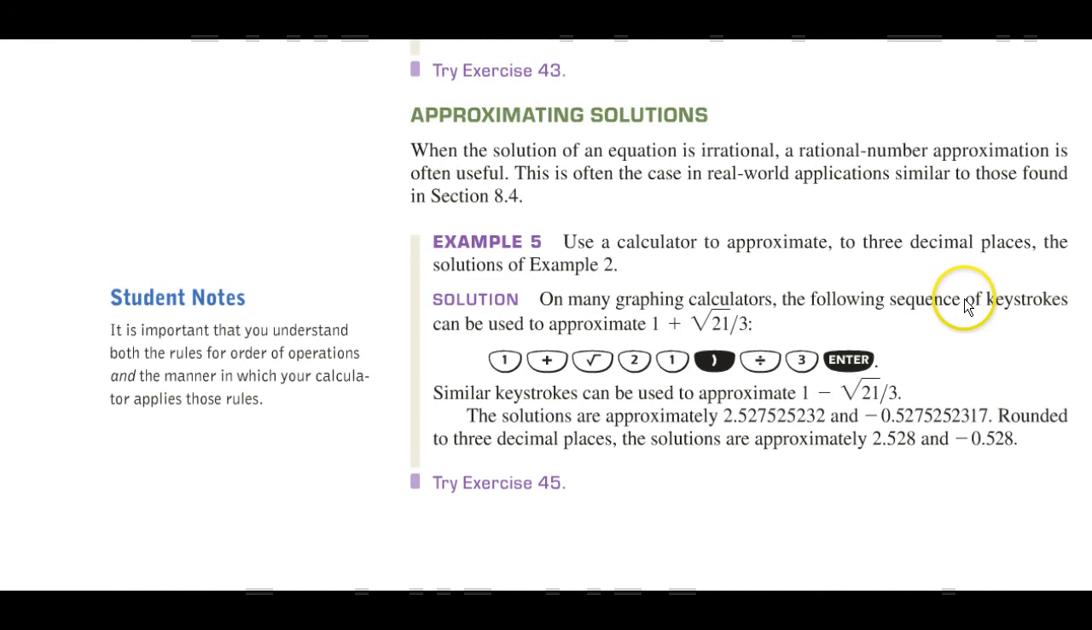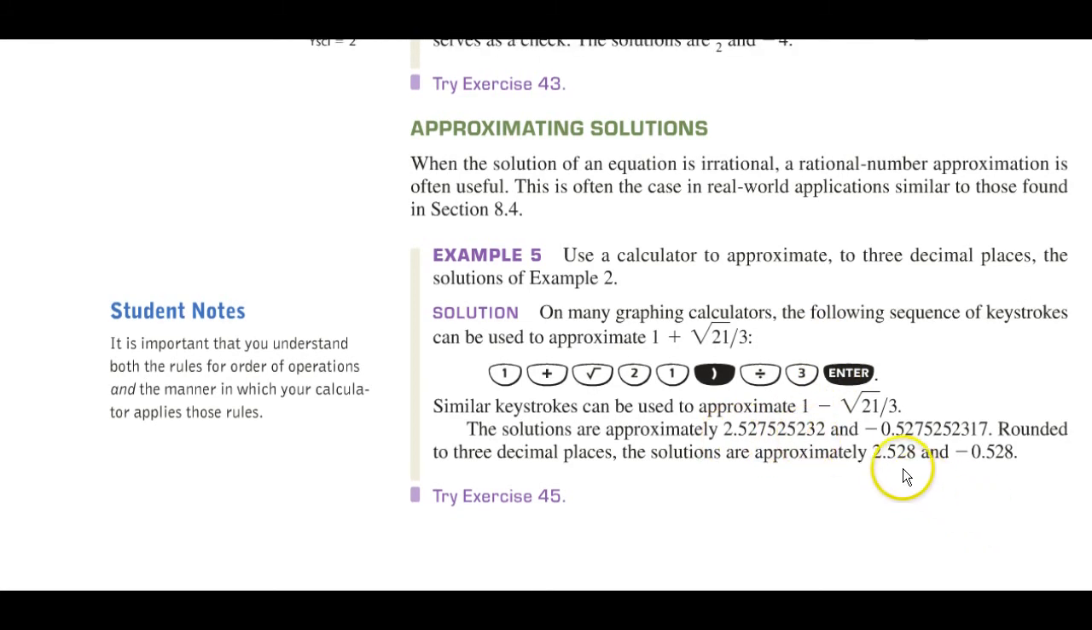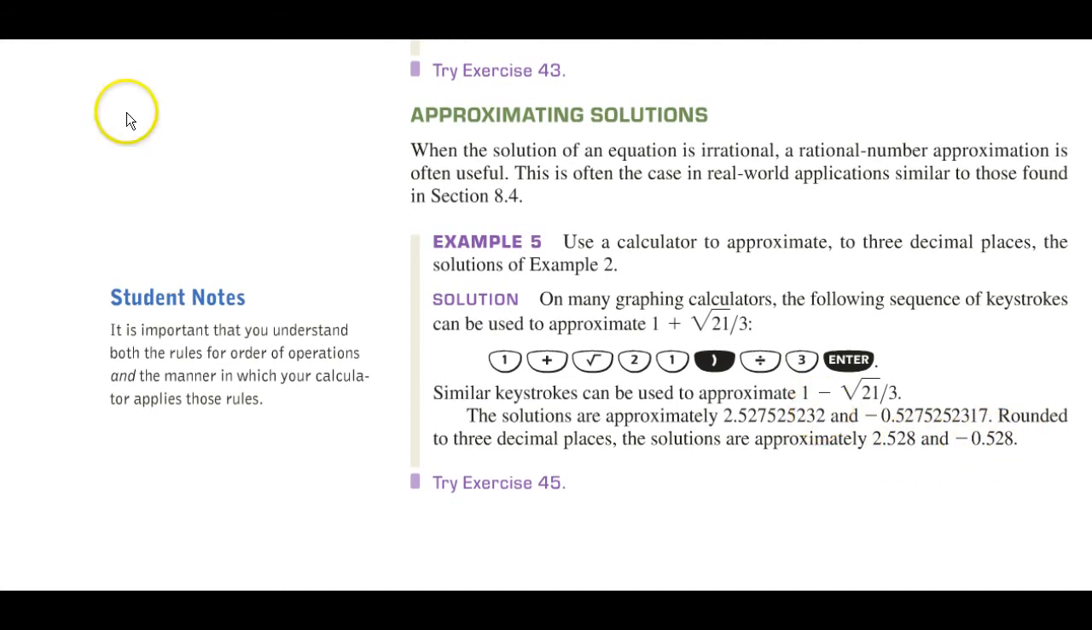Okay, approximating solutions. If you have your calculator, you're going to put values into the calculator. It'll give you a long decimal. They are irrational numbers. You usually round it to 3 decimal places using the skills that we've done.